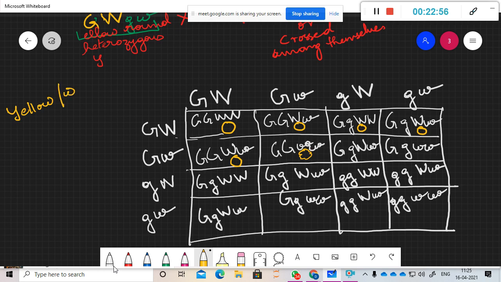Yellow wrinkled. It was not existing. New assortment comes out. Assortment means new combination. So this is the independent assortment, and this happens independently. One is not controlling. So the presence of it being yellow and round, yellow is not controlling the character being round, or green is not controlling the character being wrinkled. It is independent. Yellow and wrinkled can exist together, and for the first time you see yellow wrinkled coming together.